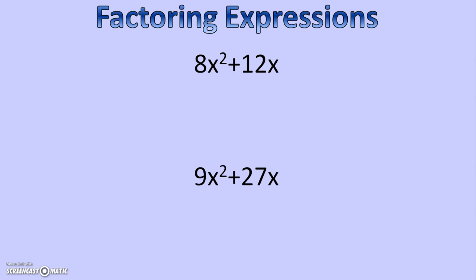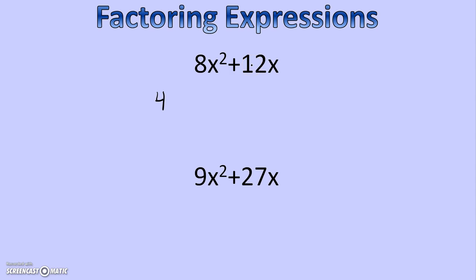In this example, there is a variable in both terms. We have the binomial 8x squared plus 12x. Let's use the same steps and factor this. We are looking for the GCF between 8x squared and 12x. Now 4 is the greatest number that can go into both 8 and 12.